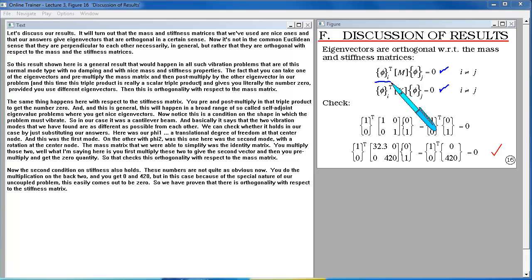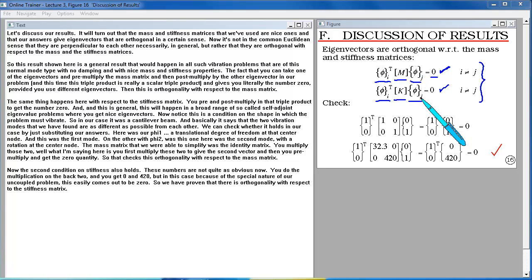The fact that you could take one of the eigenvectors and pre-multiply the mass matrix and then post-multiply by the other eigenvector in our problem, and this time this triple product is really a scalar triple product and gives you literally the number 0, provided you use different eigenvectors, then this is orthogonality with respect to the mass matrix. The same thing happens here with respect to the stiffness matrix. You pre and post multiply in that triple product, you get the number 0. And this is general. This will happen in a broad range of so-called self-adjoint eigenvalue problems where you get nice eigenvectors.